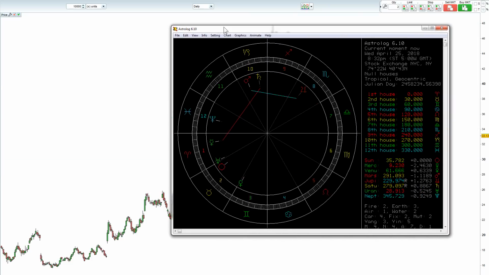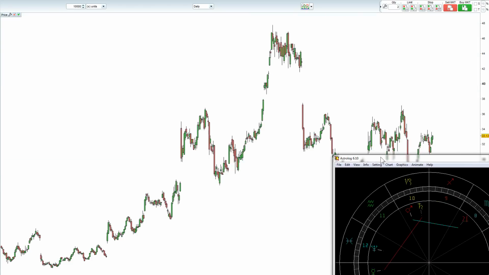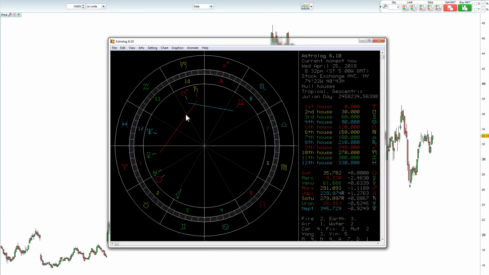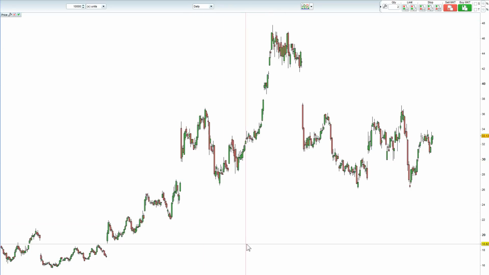So that means the next relationship that I would want to look at is going to be related to this square. We can go forward to the trine, which is May 18, 2018. And that shows us another very minor retracement right there. It's a bottom, not a top.